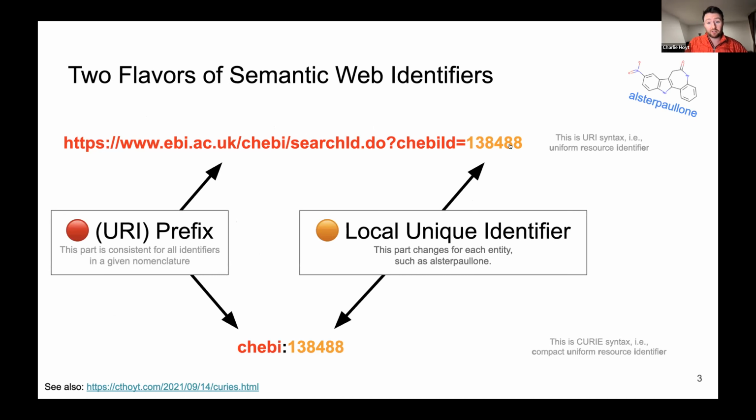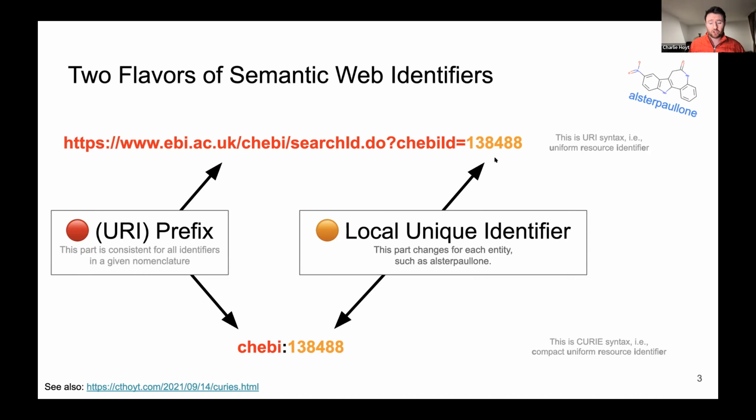So we're going to talk about this chemical, alcyrpolone. On the top, we have a URI that refers to this chemical. And this is the first party URI. So this is part of the ChEBI website. And it's talking about this ChEBI molecule 138488, which is the local unique identifier for alcyrpolone within the ChEBI namespace. So you can see that there's this prefix part where every ChEBI molecule can be resolved by building a URL that has this prefix, and then you use the local identifier that comes after it.